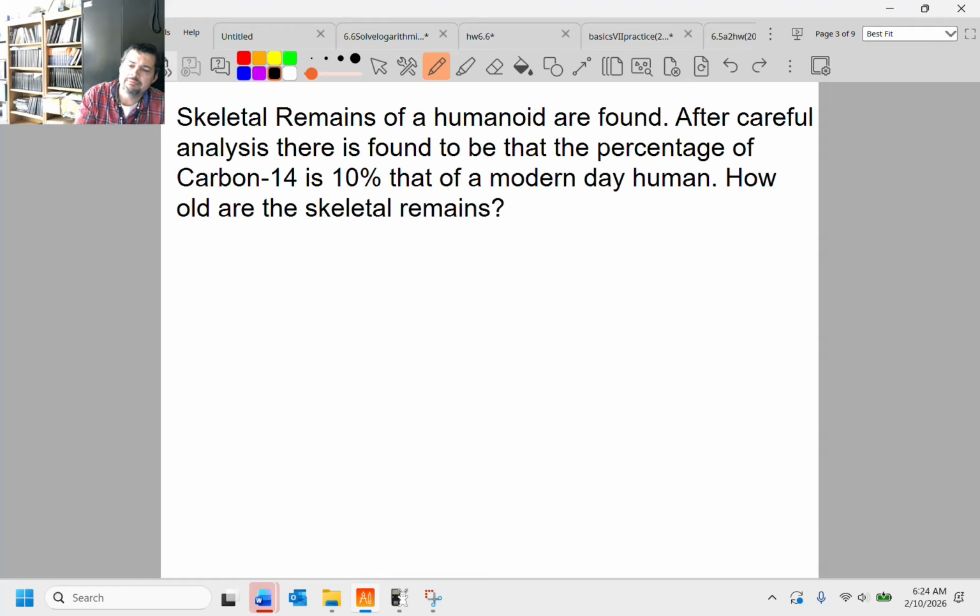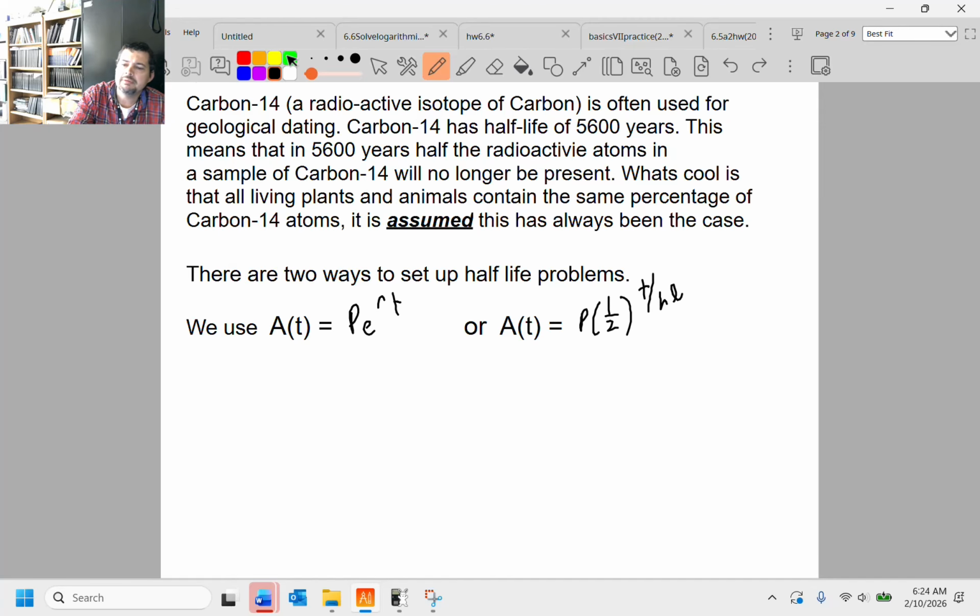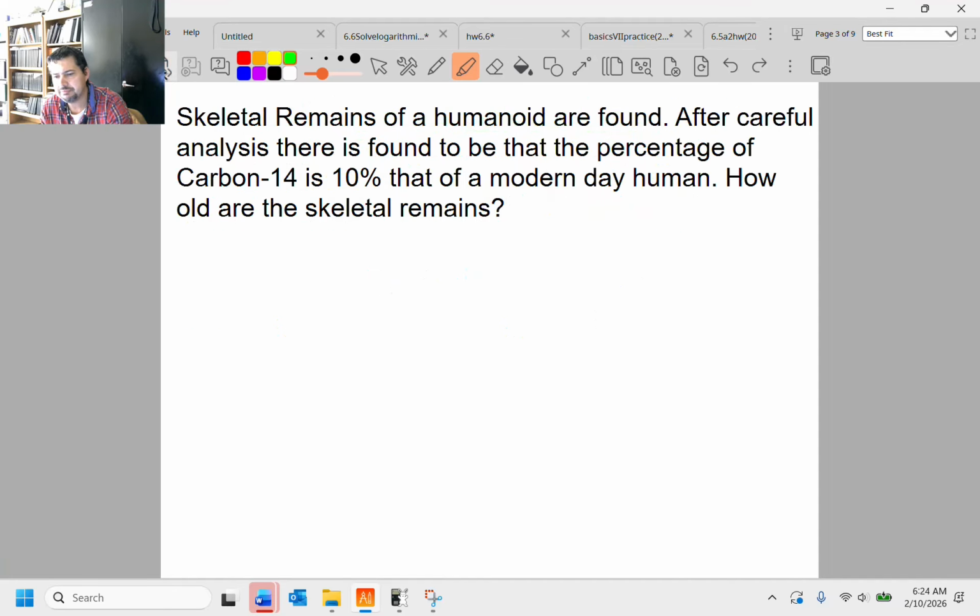All right, now I skipped over some stuff there, but we're mainly going to talk about carbon-14 in our notes. Carbon-14 has a half-life of 5,600 years. That means in 5,600 years, half the radioactive atoms in a sample will no longer be present. They have transmuted into something less radioactive. We assume that this has always been the case. It comes from the sun, so we assume that all living plants and animals have the same percentage of carbon-14 atoms in their body. The reality is it depends on how much sun you got.